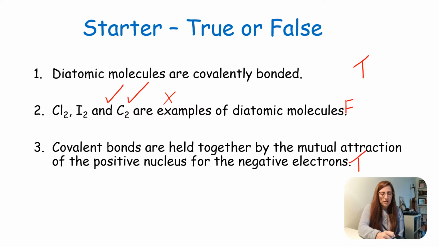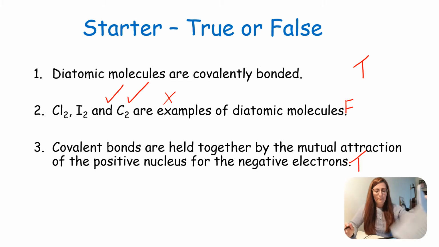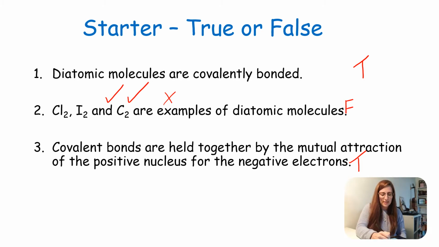Well, we know that Cl2 and I2 are examples of diatomic molecules, and we can check that by looking at our periodic table. So we know N, O, F, Cl, Br and I, they are our magnificent 7. They are our diatomic molecules, including hydrogen up here as well in group 1. But C2 is not a diatomic. Carbon is not a diatomic molecule or element, therefore that is false. And question number 3, covalent bonds are held together by the mutual attraction of the positive nucleus for the negative electrons. That is the definition of covalent bonding, so that is true.